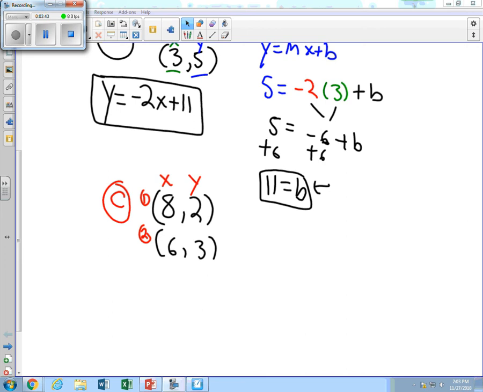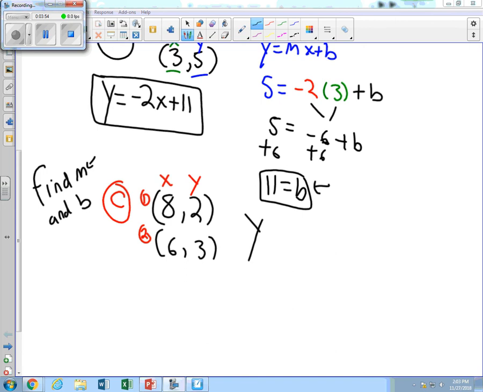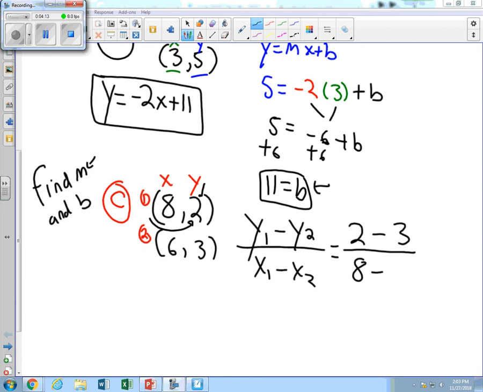We need to find m and b. So we're going to find m first. So we're going to use this equation. You should not forget it. y1 minus y2 over x1 minus x2, which equals 2 minus 3 over 8 minus 6. I'm not going to spend too much time because we've done many slopes in the past. 2 minus 3 is -1 over 8 minus 6 is 2.